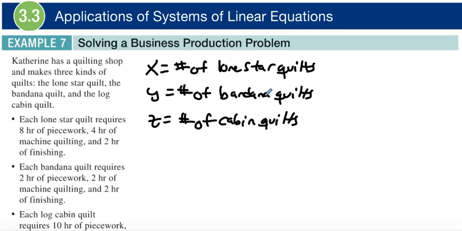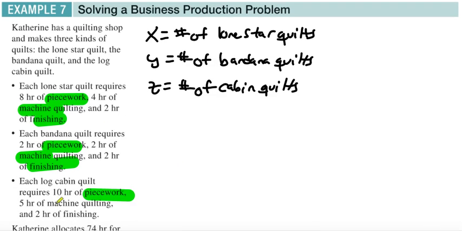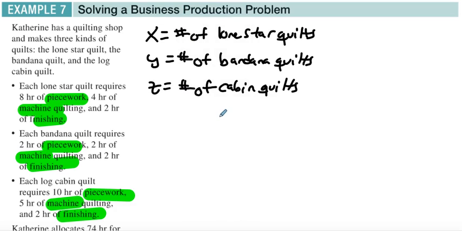There are 3 categories, right? There's the category for piecework, there's the machine, and then there's finishing. As you can tell, it does that for all of them: piecework, machine, and finishing. It does that for all 3 of the quilts. I bring that up because that's how we're going to create our 3 equations.